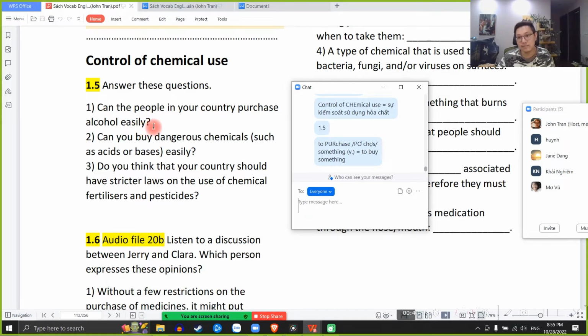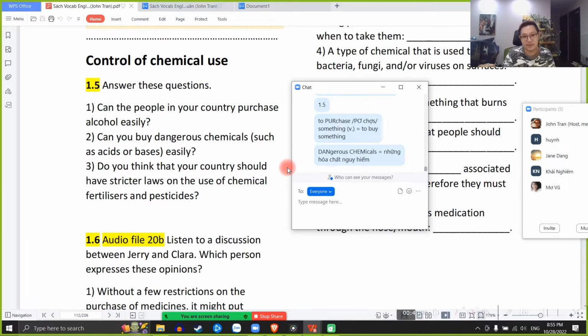Can you buy wine, beer, whiskey, tequila, vodka easily? Can you buy dangerous chemicals? Can you buy dangerous chemicals, những hóa chất nguy hiểm, such as acids or bases easily? Bạn có thể mua những hóa chất độc hại, chất hóa chất nguy hiểm, ví dụ acid, hay là mua bazơ dễ dàng được không?